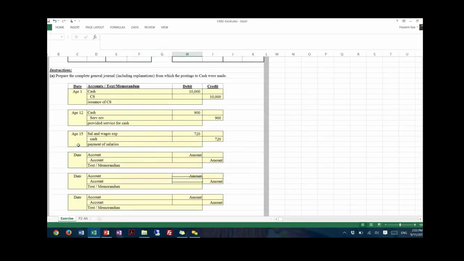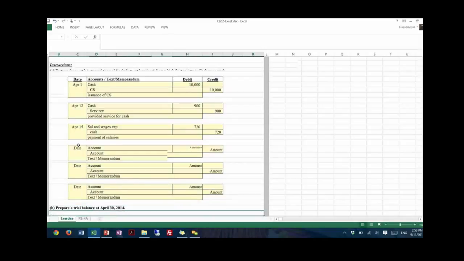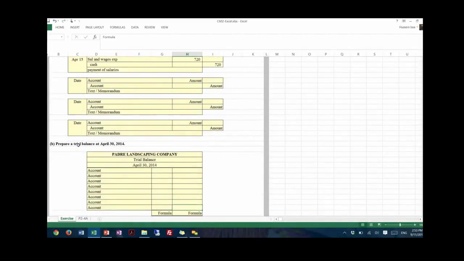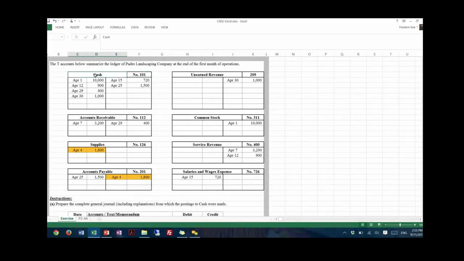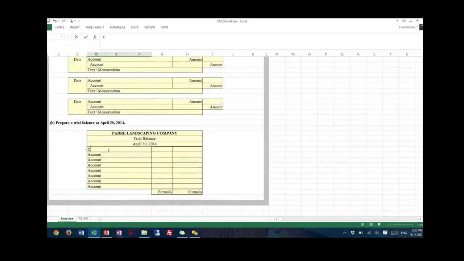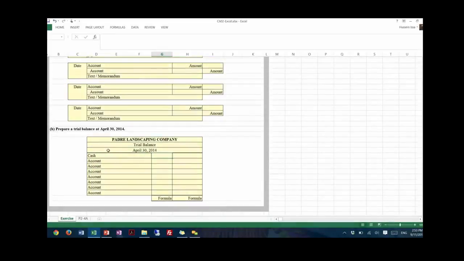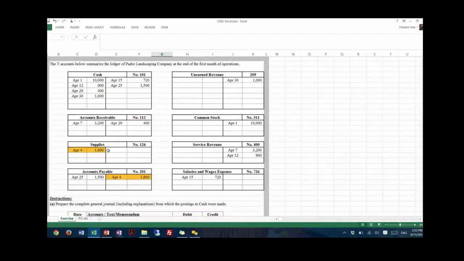I'm going to stop at this one because it's going to take time. Here they tell us to prepare a trial balance. Again, in a trial balance we list the accounts and the numbers of their accounts. So we start with cash. What comes after cash? Cash, and here we have the cash balance. I'm not sure how much. Can anyone calculate it?